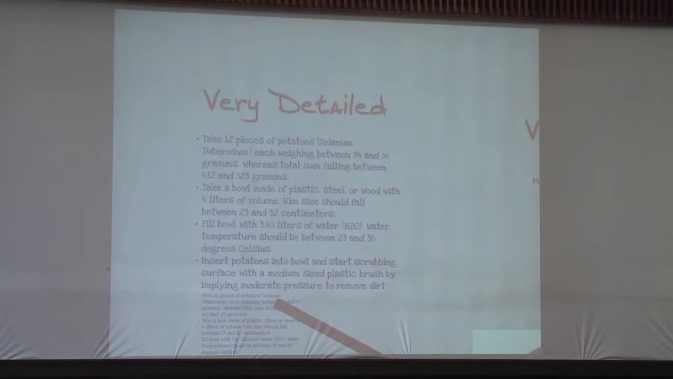So you take 12 pieces of potatoes, Latin name is also there, just to make sure that you don't start with carrots or anything. Weighing between 34 and 56 grams, whereas total sum falling between 412 and 523 grams. Take a bowl made of plastic, steel, wood, with 4 liters of volume. Rim size should fall between 23 and 32 centimeters.